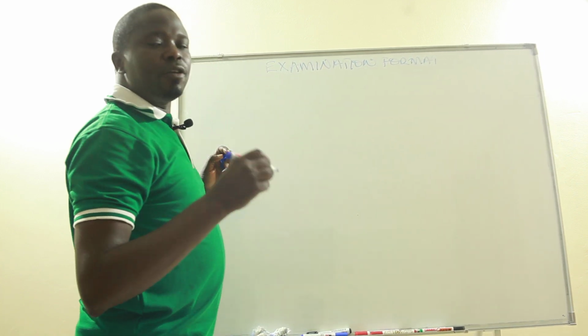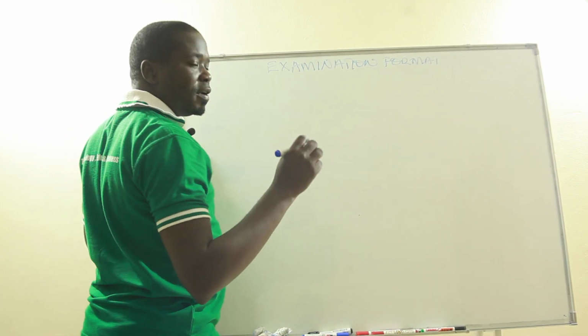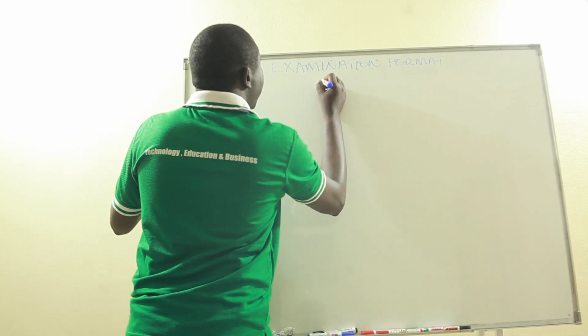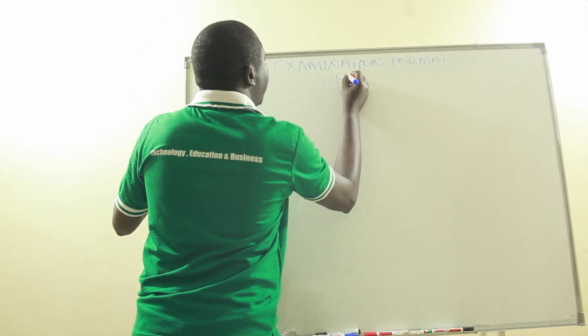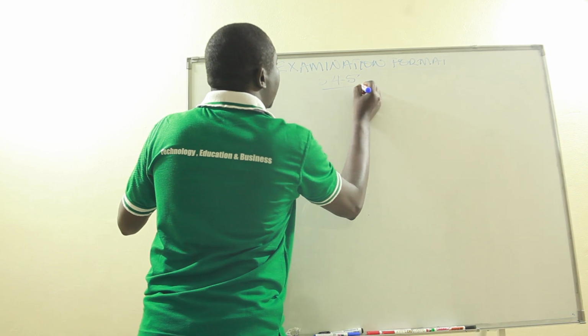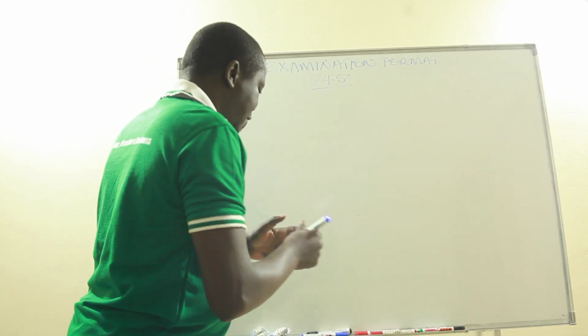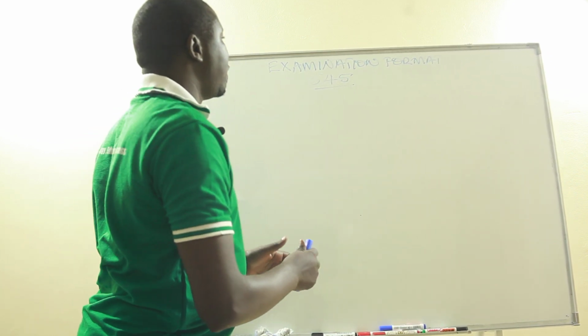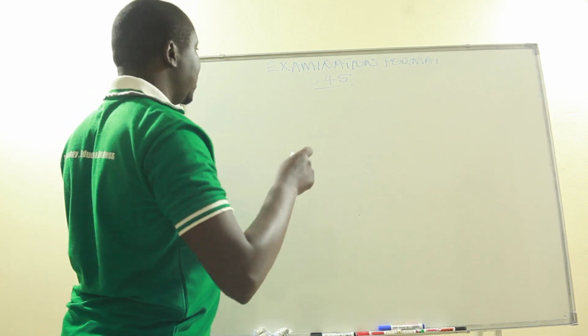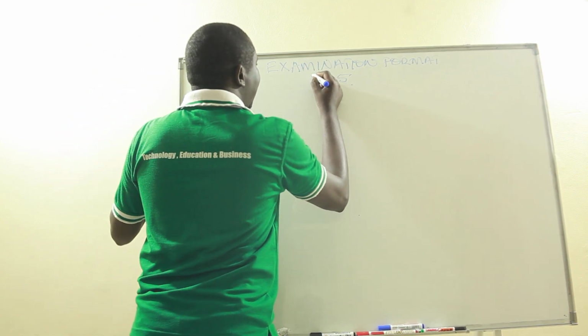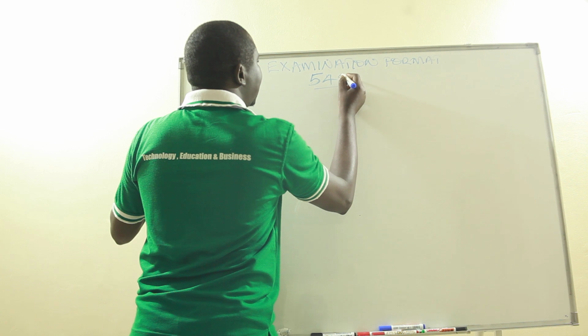So chemistry at ordinary level, first of all, the code of chemistry is 545. That is the code of chemistry at ordinary level. 545. Don't put P, because if you put P, then that one is for A level. It's supposed to be 545 just.